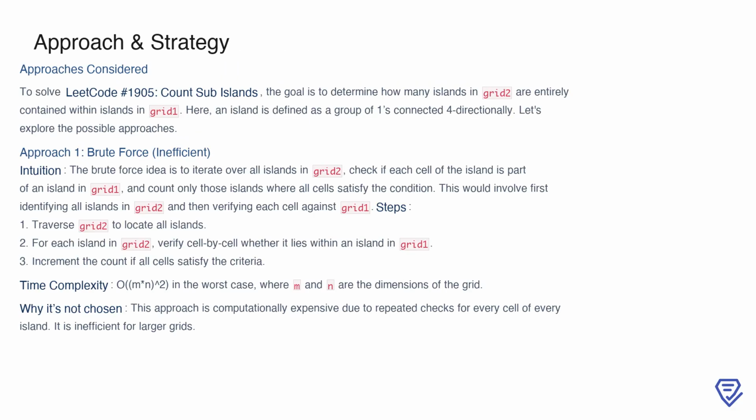To solve LeetCode number 1905, the task is to count how many islands in Grid 2 are entirely contained within islands in Grid 1.